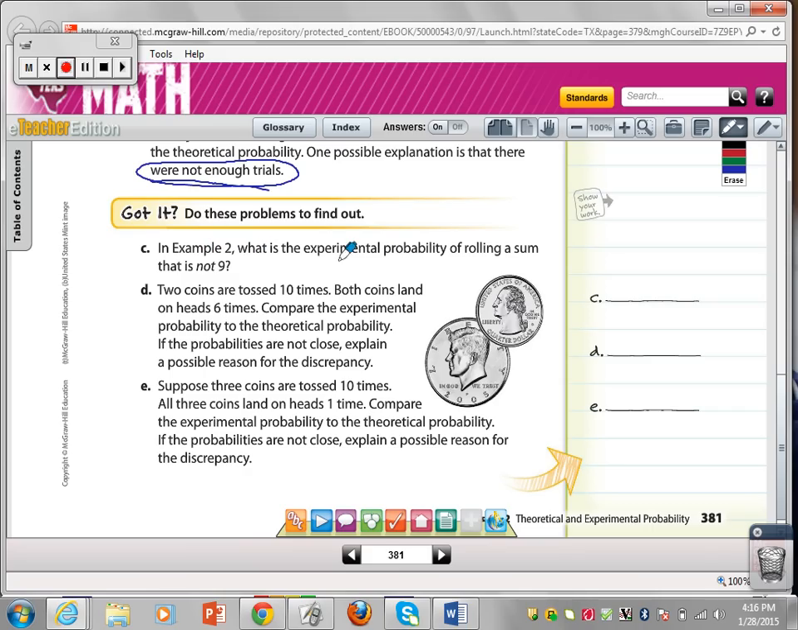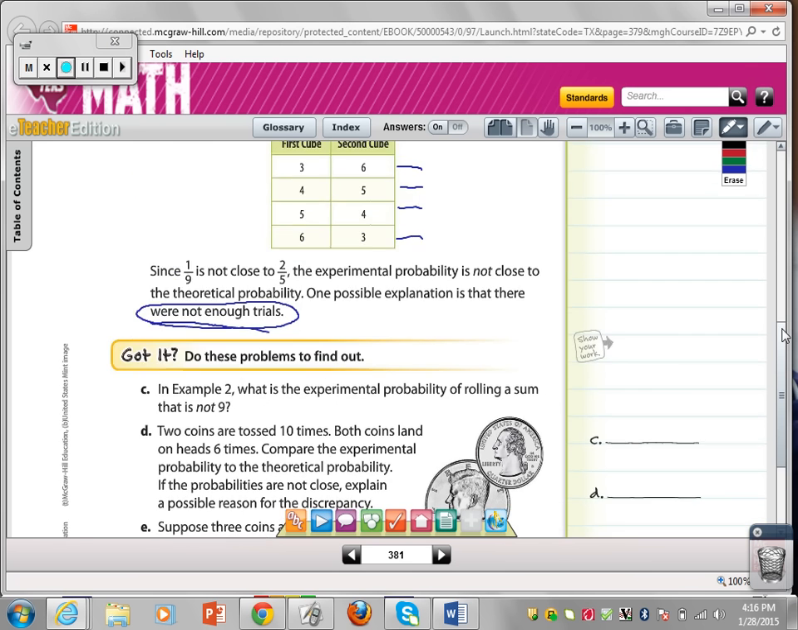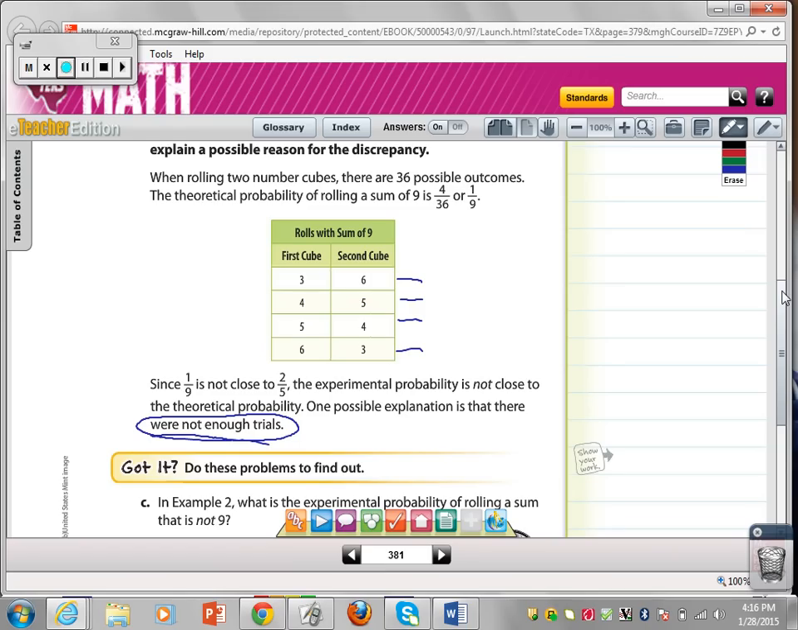In example 2, what is the experimental probability of rolling a sum that is not 9? Well, for this you already know. What's everything else that's possible? If you go back here, it's 4 out of 36, then the other part should be 36 minus 4, which will be 32 out of 36. The part that you don't want will be the sum of 9s. So you don't want any of these combinations here. You want everything else but those combinations.